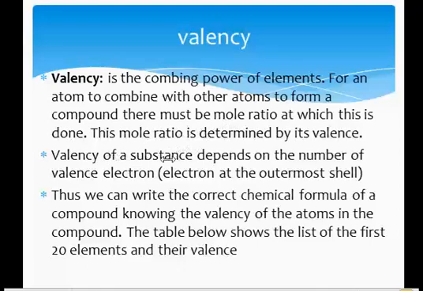Ionic bonding is a bonding where there's a transfer of electron between metal and non-metal, right? So valency of a substance depends on the number of valence electrons, electrons at the outermost shell. So for you to be able to measure valency, you need to know the number of electrons at the outermost shell of that atom. Thus we can write the correct chemical formula of a compound knowing the valency of the atoms in the compound. Let me illustrate that.